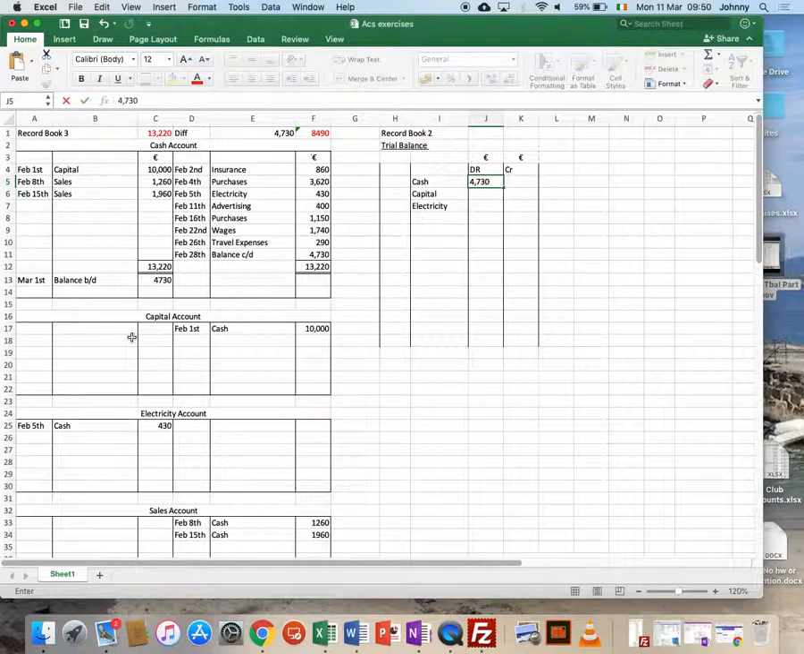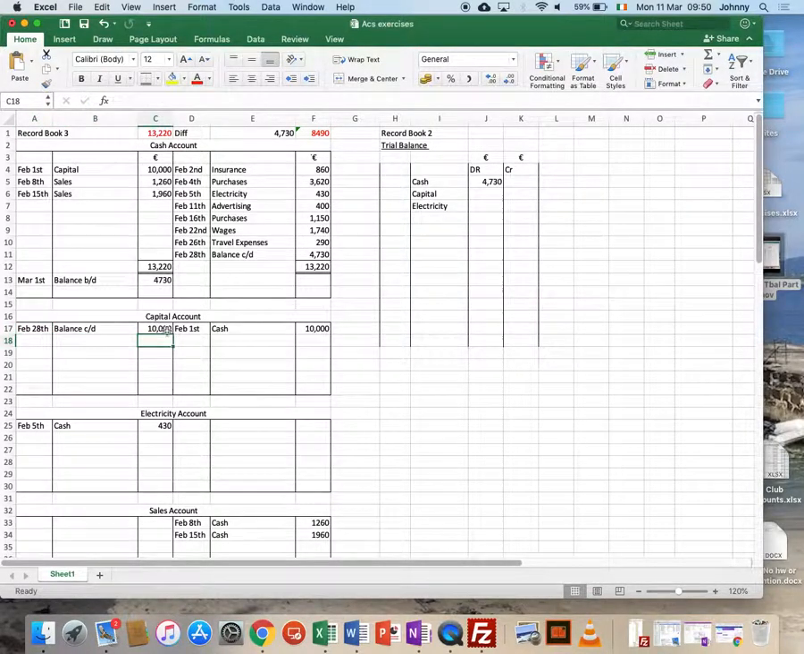So I'm going to balance my capital account. I balance it the same way as I've always done. This time, because it's only one entry, I don't need to write the figures at the top of the column. On the credit side I have 10,000. On the debit side I've got 0. What's the difference between 0 and 10,000? 10,000. So I put 10,000 on the smaller side. What do I call it? Balance CD. I put the date at the end of the month, so this is February 28th.